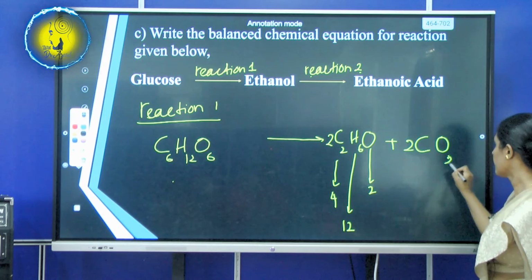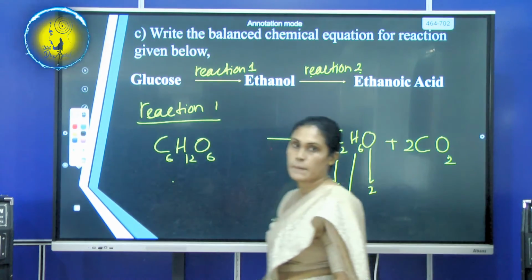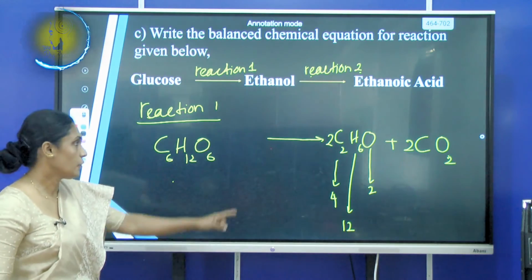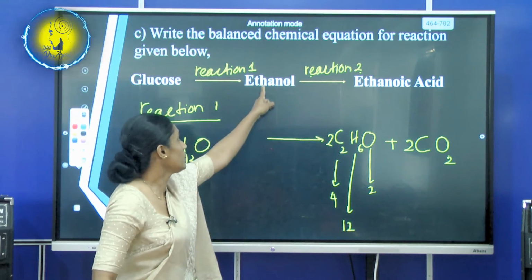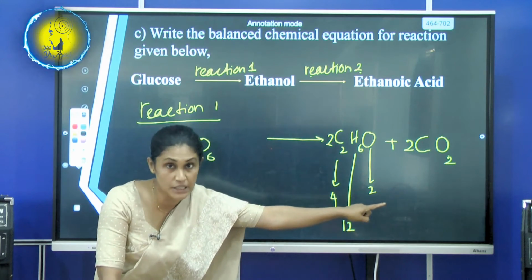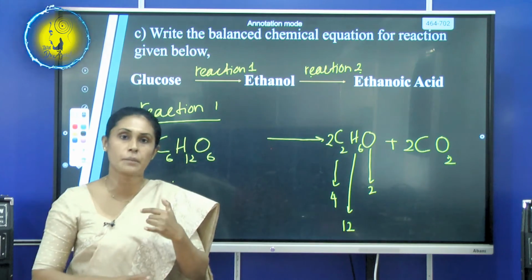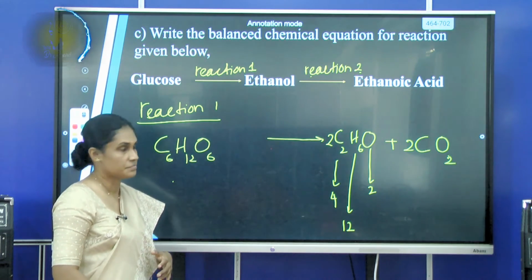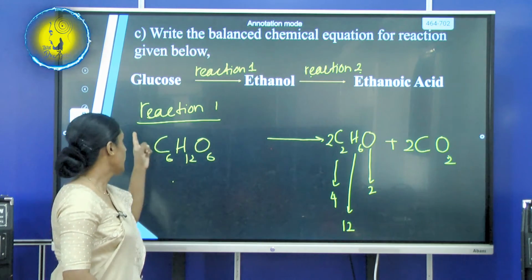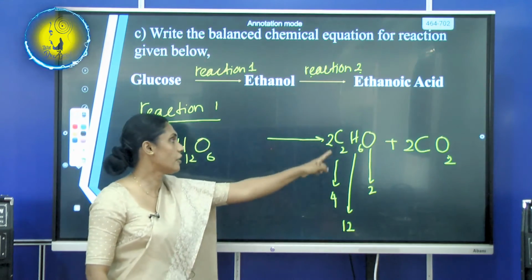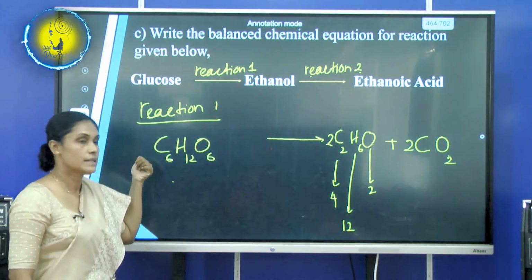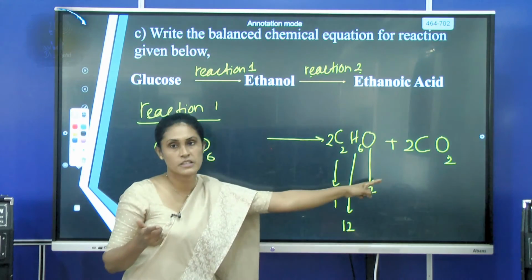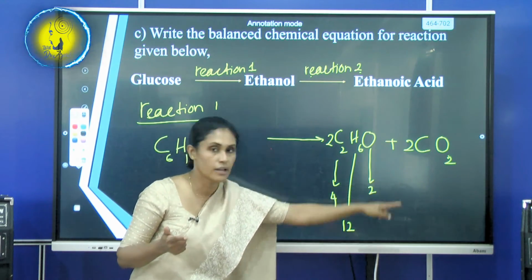See the process. You will get two products. One is ethanol. They did not mention carbon dioxide. If you are not writing carbon dioxide, you can't balance the chemical equation. You will get 2 moles of ethanol by taking 1 mole of glucose with 2 moles of carbon dioxide. This is an extra product.